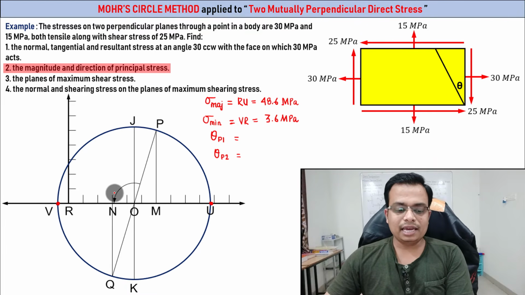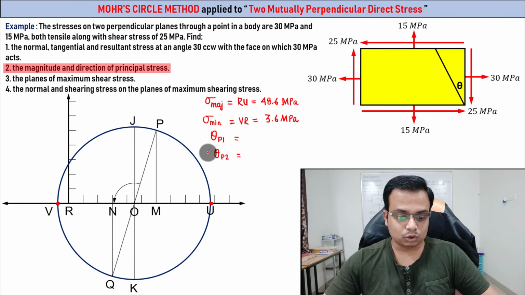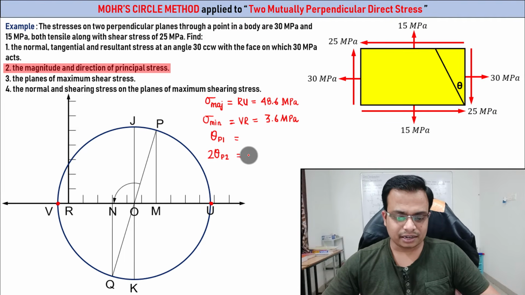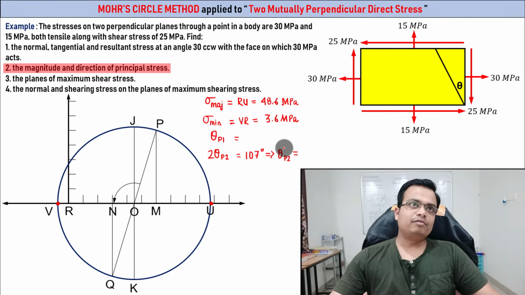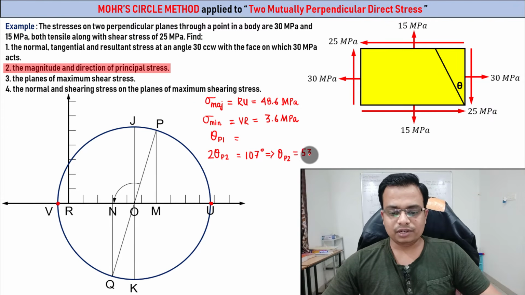Now any angle, whatever angle you see here, is twice. It has to be halved. That means here it is 2 theta P2, which is precisely going to work out as 107. This is slightly more than 90 now. This is going to be 107 degrees. And if you just try to calculate this, theta P2 will be equal to how much? 53.5. Yeah, this is going to work out as 53.5 degrees.